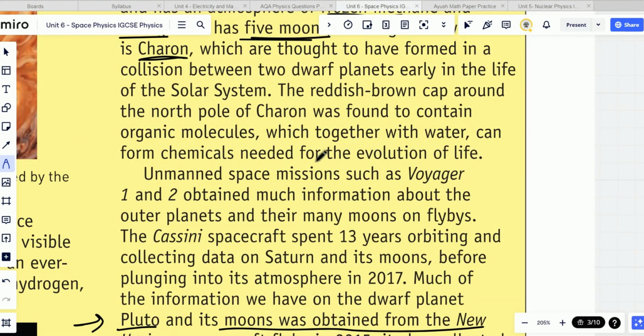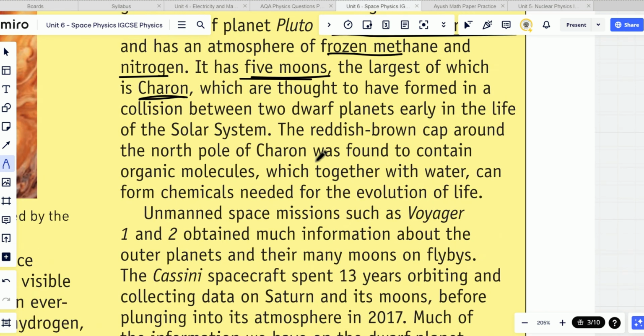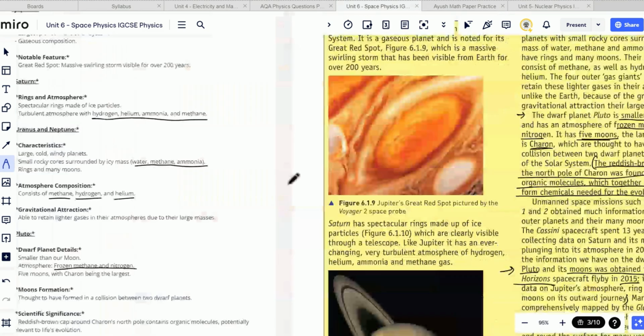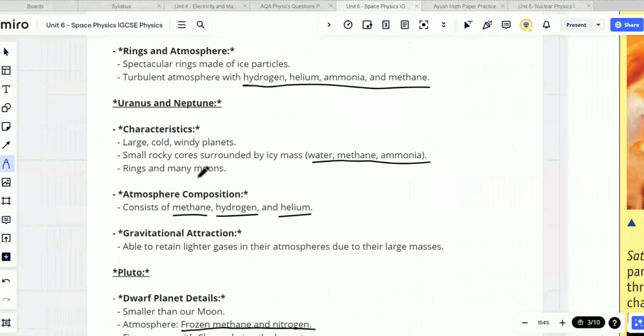And what does it look like? The reddish brown cap around the north pole of Charon was found to contain organic molecules which together with water can form chemicals needed for the evolution of life. Do you see this part? This detail is very important. You want me to elaborate it or is it easy? No, I understand. Okay, good. Remember this part as well for Pluto.